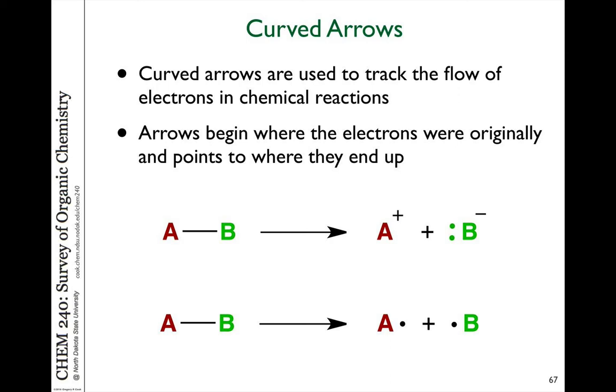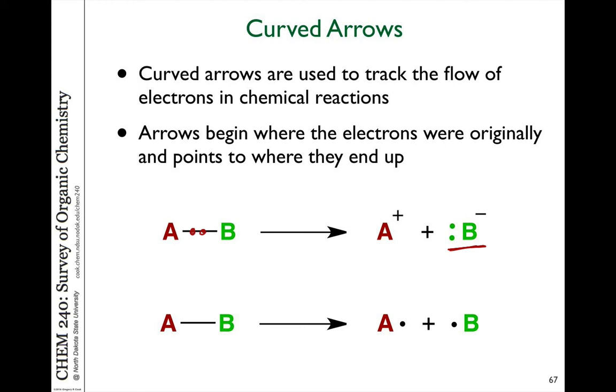So if we look at this fictitious molecule AB with a covalent bond in between, and the reaction of that where the bond breaks, that bond could break in two different ways. We could break this bond, which contains two electrons, in such a way that both of those electrons remain with one atom. So you notice the product B has both of those electrons that I've indicated by the lone pair there, and a negative charge. A was left deficient, so we have a plus charge.